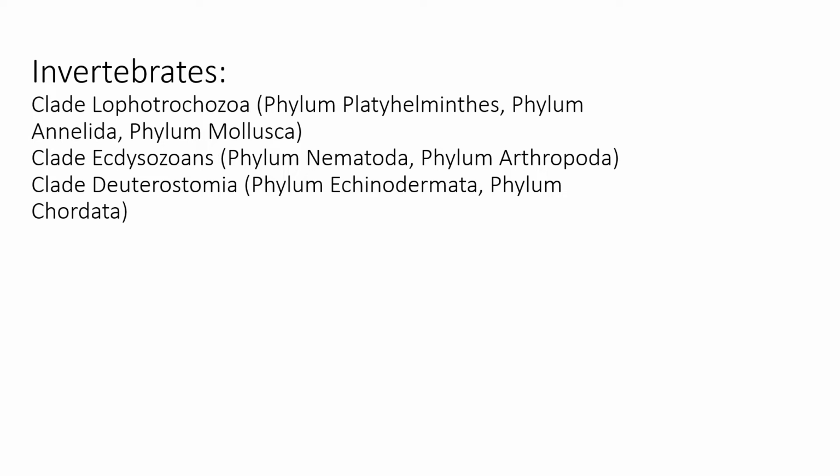In the Lophots are, and these aren't all of them, we're just covering the major ones, phylum Platyhelminthes, phylum Annelida, phylum Mollusca. In the Ecdysozoans, which are characterized by a shedding cuticle, you have nematodes and arthropods. And in Deuterostomia, we have Echinodermata and Chordata. So again, there are more phyla in these, but I just picked the major ones. And the chordates in here that we're going to cover are invertebrates. Vertebrates are another lecture.